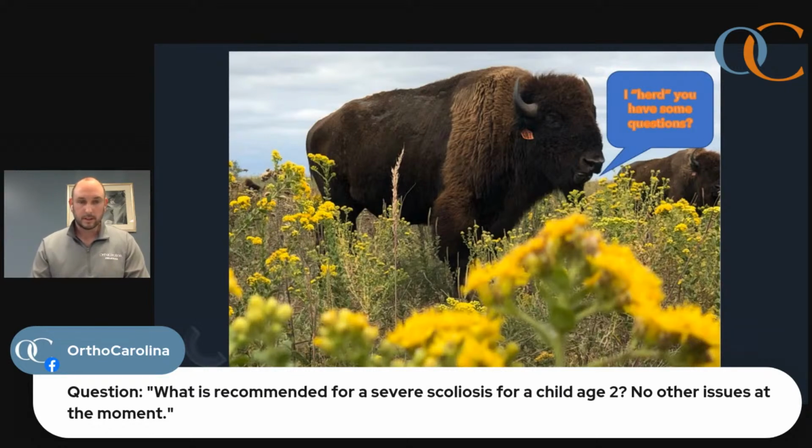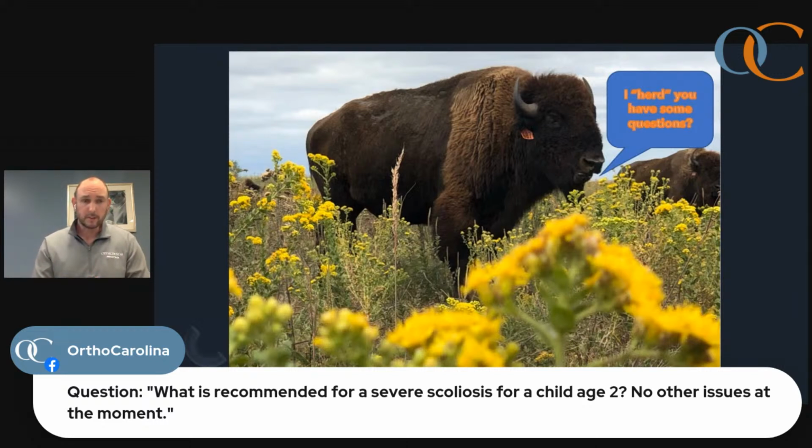Another question. What is recommended for a severe scoliosis for a child age 2? No other issues at the moment. Another great question. At age 2, that's much, much younger on the spectrum than we typically see. Usually these kids that present with scoliosis are teenagers. So this falls into that infantile scoliosis group.